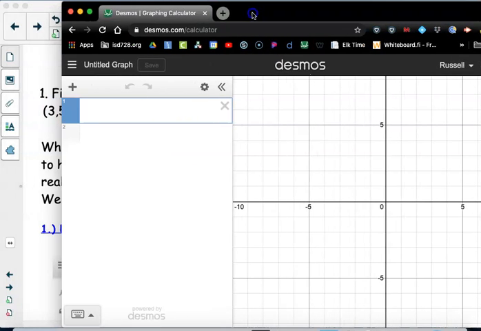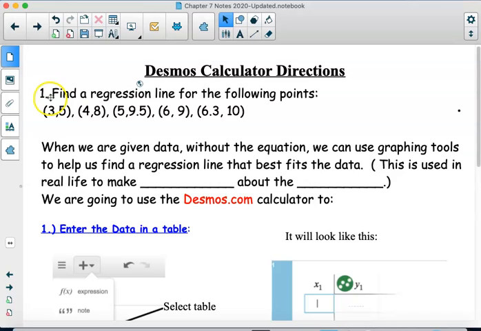So go ahead and get to there. And so the problem today says find a regression line for the following points. And so they give us 1, 2, 3, 4, 5 ordered pairs.